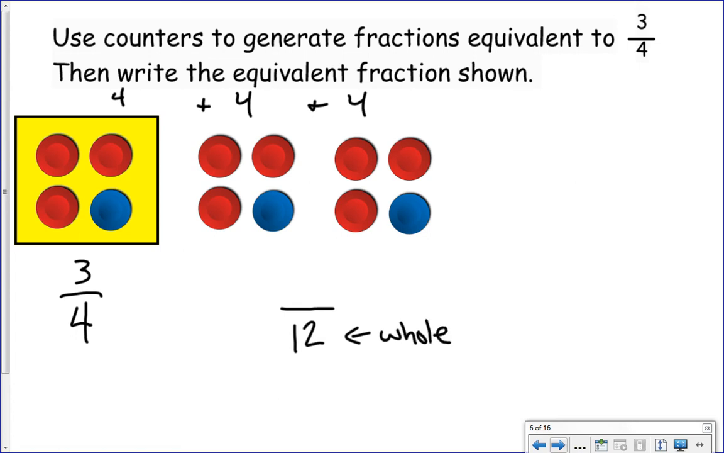And then I want to find out how many of those are red out of the 12. So I'm going to count them. 1, 2, 3, 4, 5, 6, 7, 8, 9. So 9 out of 12 are red. So my 3/4, I've now made an equivalent fraction of 9/12.